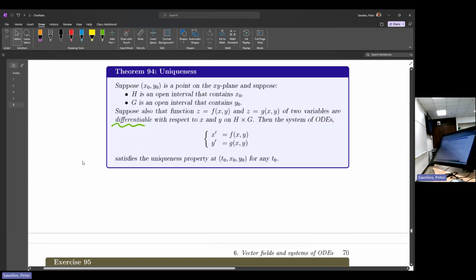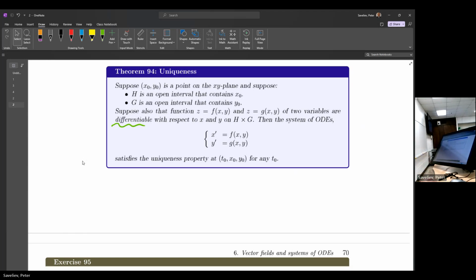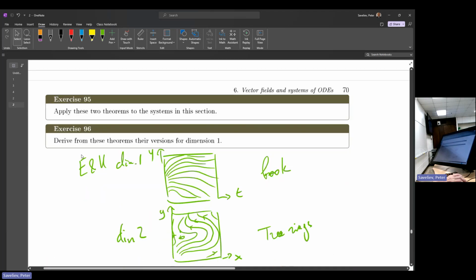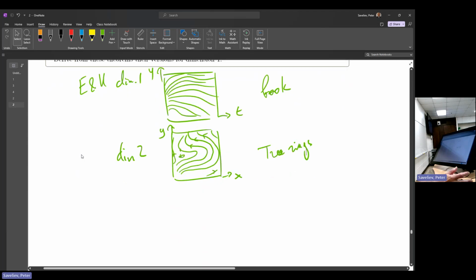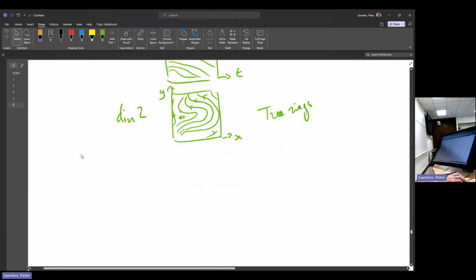Okay, so any questions about this theory? So a vector field, if it's differentiable, produces a picture of curves that look like this. That's it. A priori, without solving.